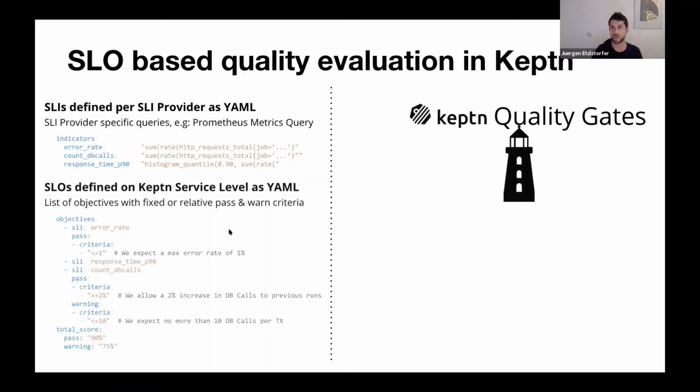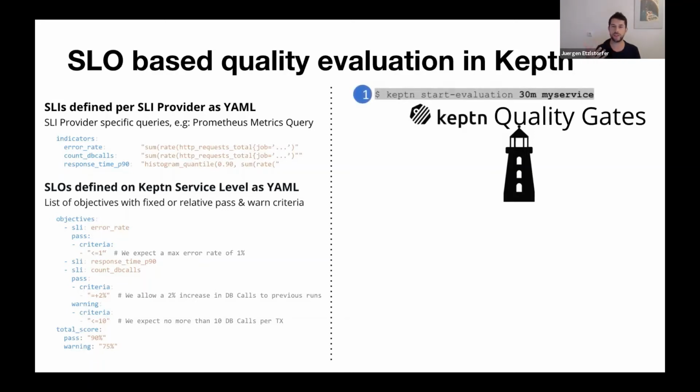And objectives might be something like this. The error rate is only allowed to be a maximum of 1, or the number of database calls between two different checks of the quality gate is only allowed to increase by 2%. So in this way, you can write your quality gate for this multi-stage delivery.